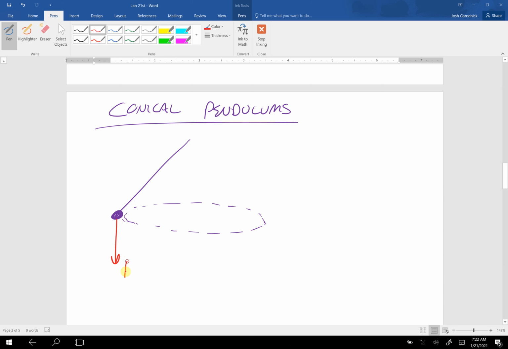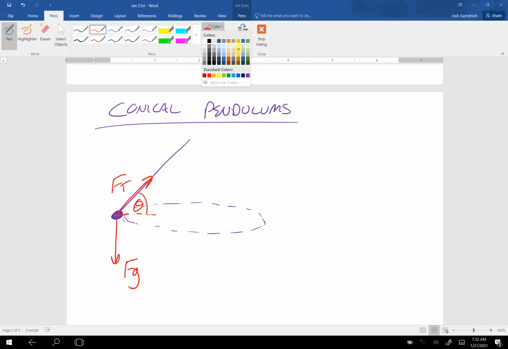Gravity, always, don't forget about gravity. And then the only other thing acting on you is the force of the rope or the string or the chain or whatever it is. There's this Ft at an angle theta. Okay, so the rope is at an angle, but we are moving in a horizontal circle.